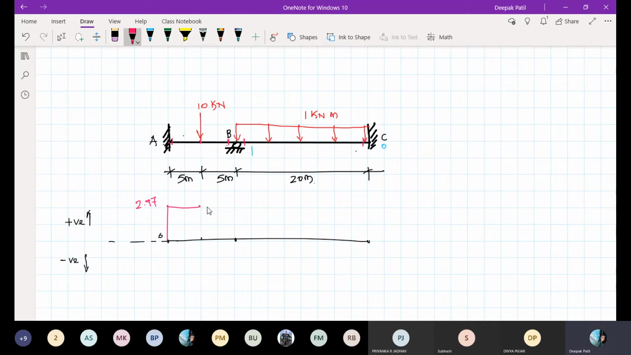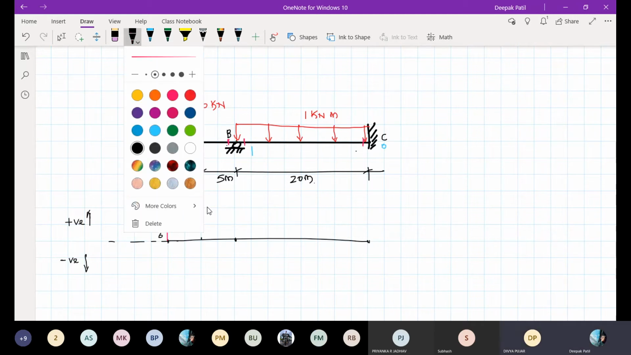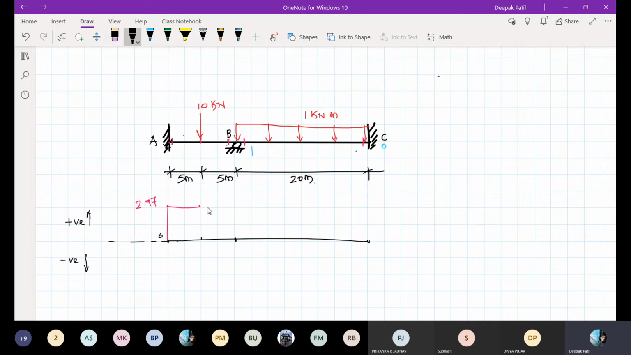So the value of that will be plus 2.97 plus 10 or minus 10? Minus 10. Why minus 10? Because you have to remember this sign convention.